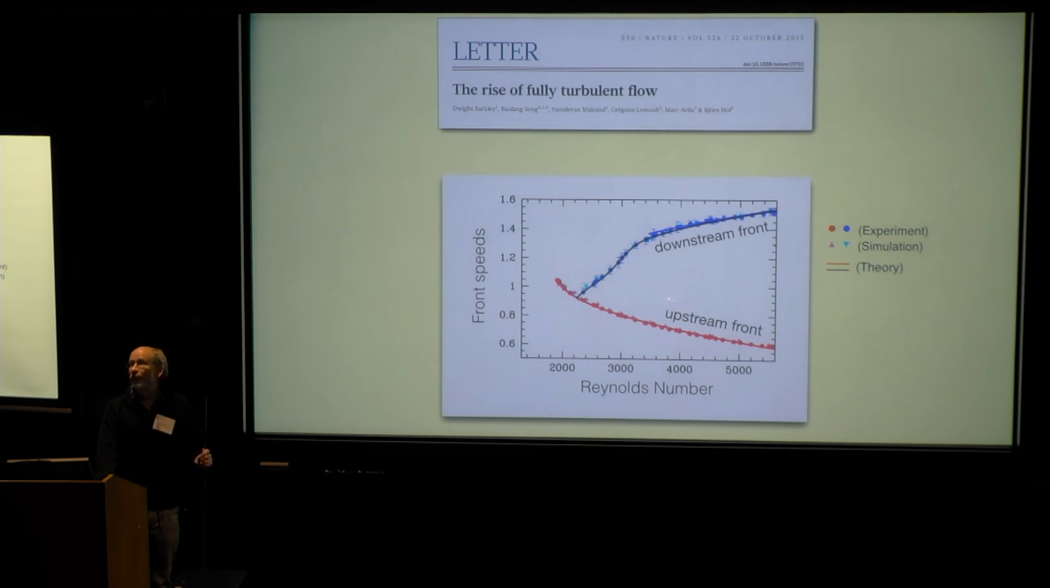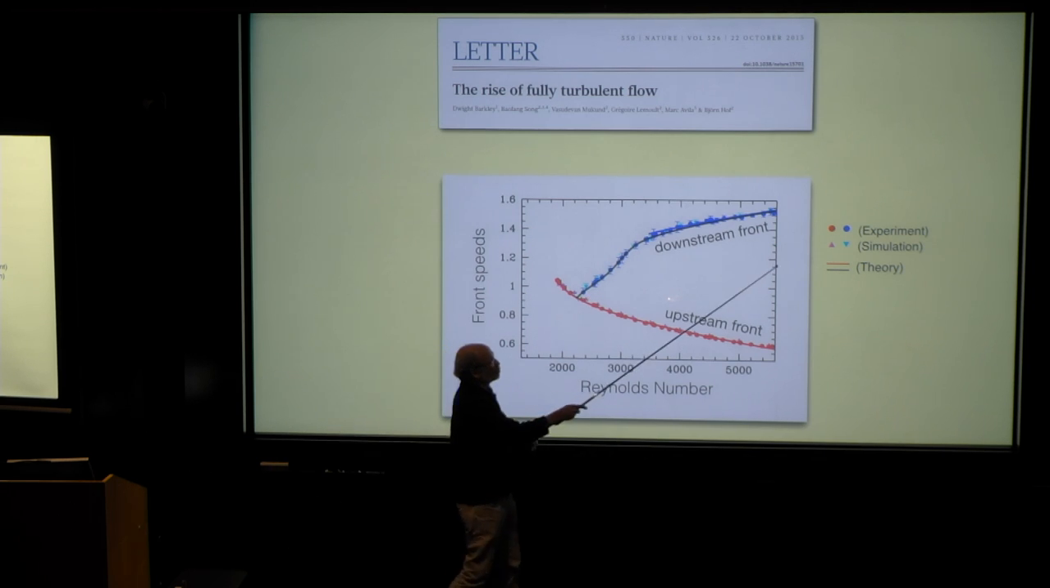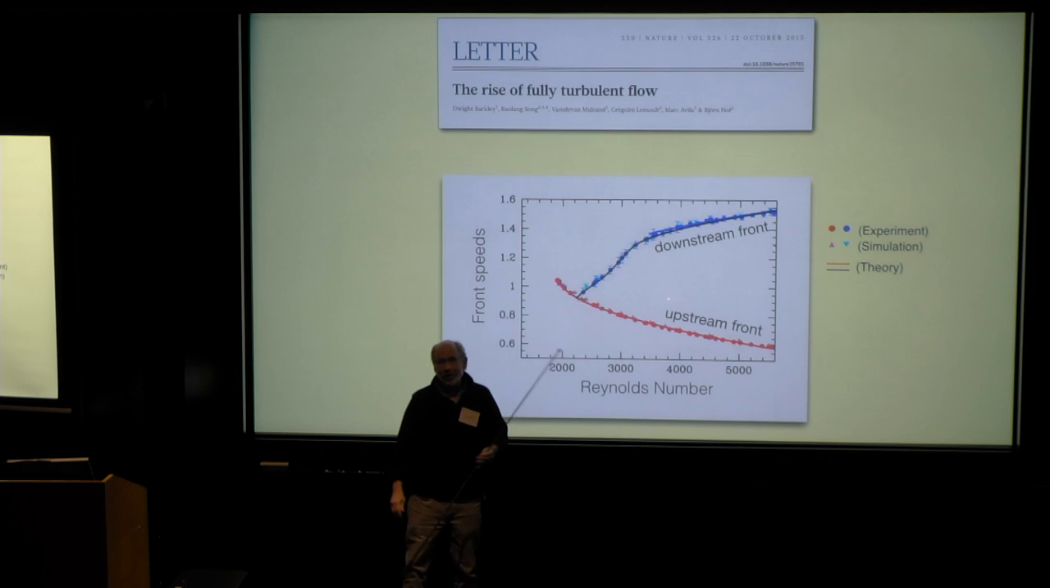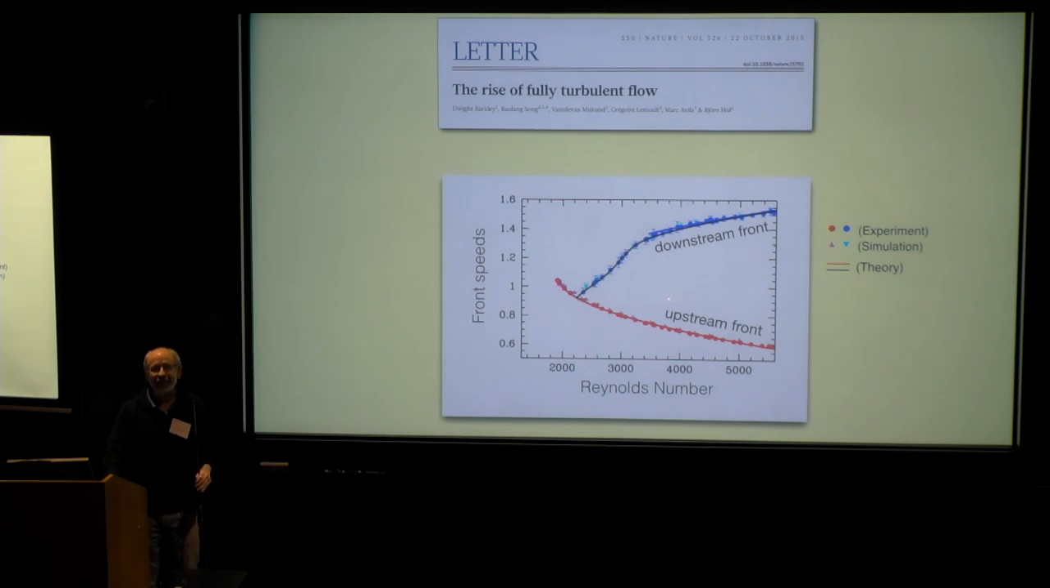I'm going to wrap up here. This is the front speed versus Reynolds number. The points on here are modern data from Björn Hof's group, experiment and simulation, and the lines, which you can barely distinguish, are what the theory gives you. It wasn't designed to be this quantitatively accurate, but it just tells you something. There are a lot of details in there that I could talk about.